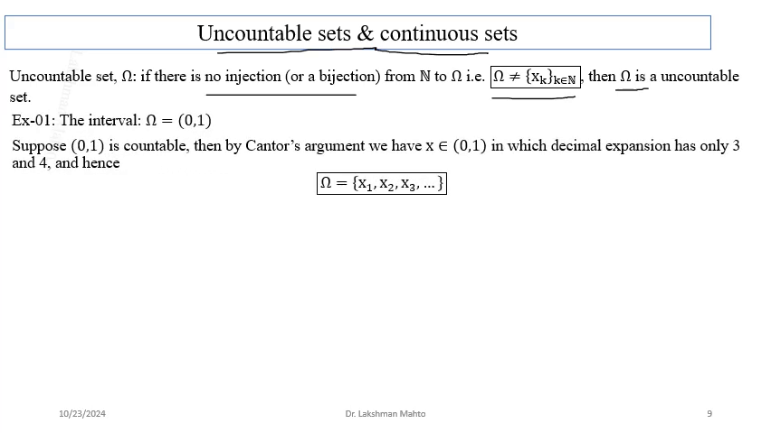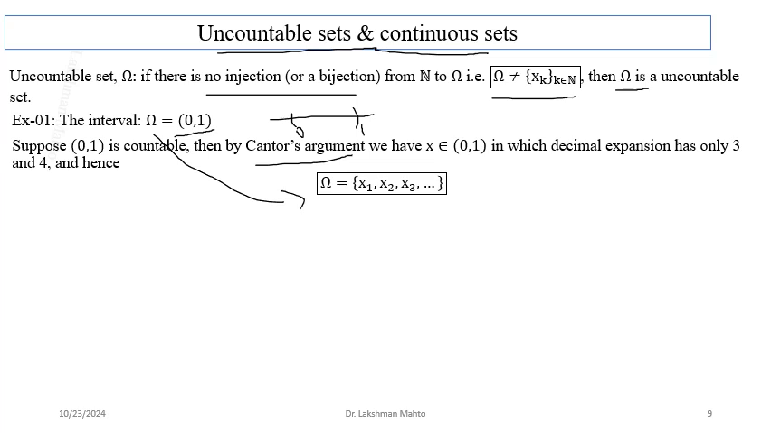Or in another way, if you take an interval, you will fail to write it in the form of a sequence. If someone claims that we can denote the given interval 0 to 1 in terms of a sequence, that claim will lead to a contradiction, through Cantor's approach. So say omega is the open interval 0 to 1, and by contradiction we assume omega is a countable set. Then we can write the elements of the interval 0 to 1 as a sequence x1, x2, x3, and so on.